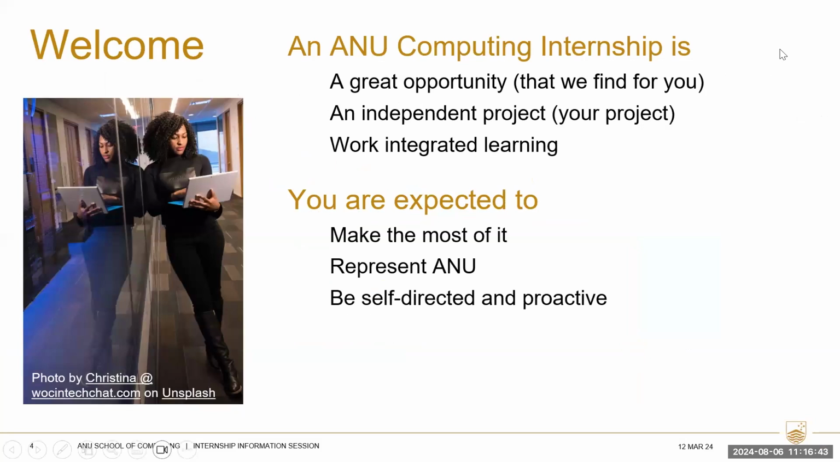So basically, I really recommend you go to all those workshops and things that Lucy mentioned. That would help you a lot.